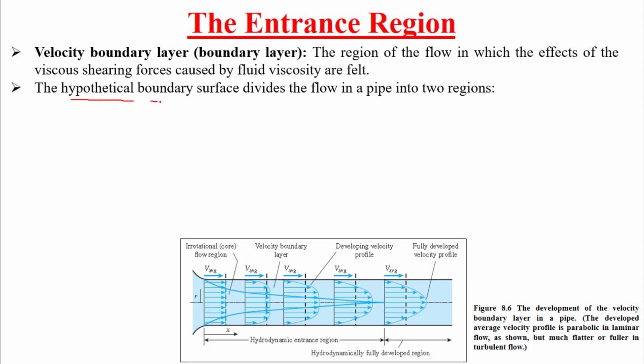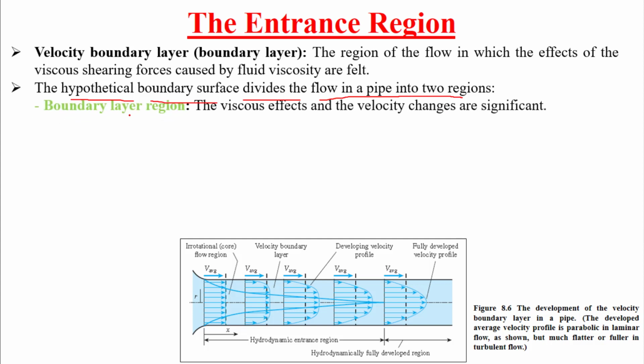The hypothetical boundary surface divides the flow in the pipe into two regions. Because of the boundary layer, we'll have two divisions of the flow, or two regions. The boundary layer region, which is colored in green, is where the viscous effect and velocity change are significant.